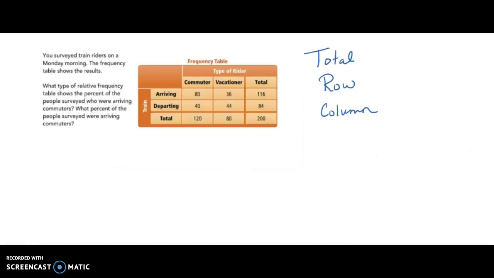Okay, so you surveyed train riders on a Monday morning, and the frequency table shows the results. What type of relative frequency table shows the percent of people surveyed who were arriving commuters? Once again, these are the types of relative frequency tables that are going to show us percents, and we are wanting people who are arriving commuters. Because we are looking at all of the people in the entire station, not just people who are arriving, not just commuters or vacationers, we're going to take this 80 out of 200, and we care about the total number of people who are coming in. So we're going to use a total relative frequency table.